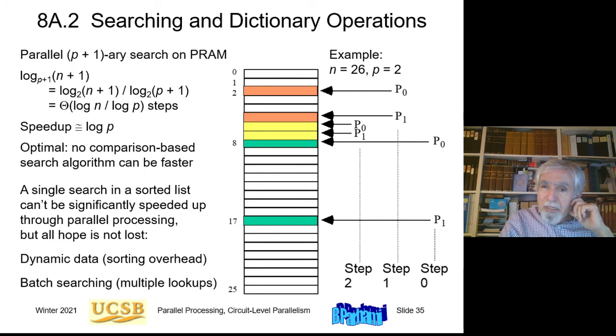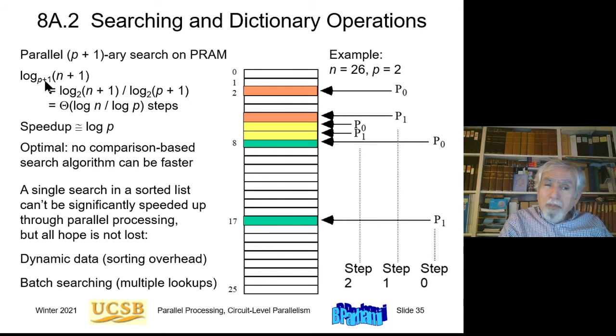Okay, more generally, if you have P processors, you divide the list into P+1 segments, and therefore the number of probes, in the worst case, will be log base P+1 of n+1, which in the special case of one processor, P equal to 1, will be log base 2 of n+1, which is binary search that we already know about.